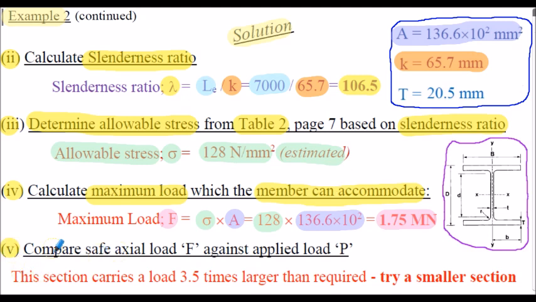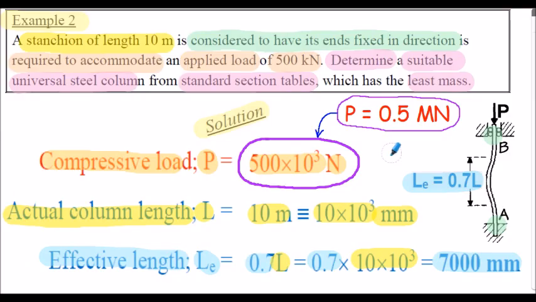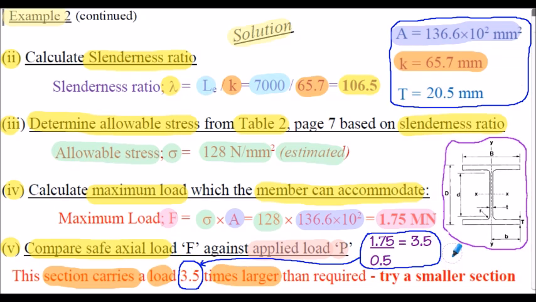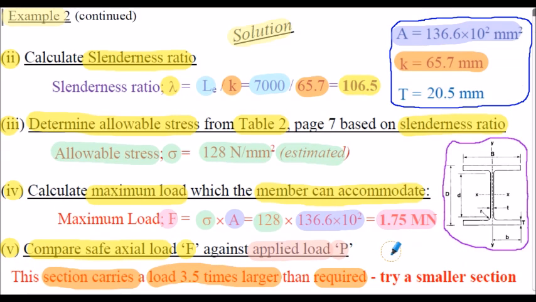Finally, for this first trial, we have to now compare the safe axial load F against the applied load P. So from our previous slide, the applied load P from the question was 500 times 10 to the 3 newtons, 500 kilonewtons. Of course, we could write that as 0.5 meganewtons. So dividing 1.75 meganewtons by 0.5 meganewtons, we find that the trial section is capable of carrying a load 3.5 times larger than required. So basically the section we chose is too big. So we're going to try a smaller section.